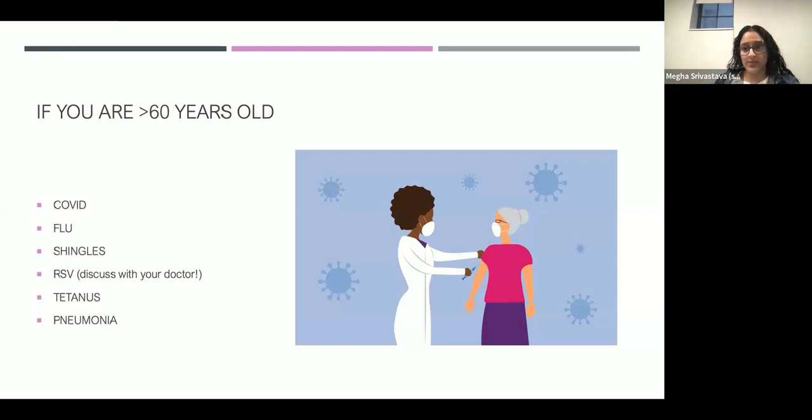RSV is a newer vaccine for the respiratory syncytial virus, which is another virus that causes a lot of problems, especially in children, and children automatically get it, but it's also for the elderly. So really, if you're over 60, it's something you should talk about with your doctor.